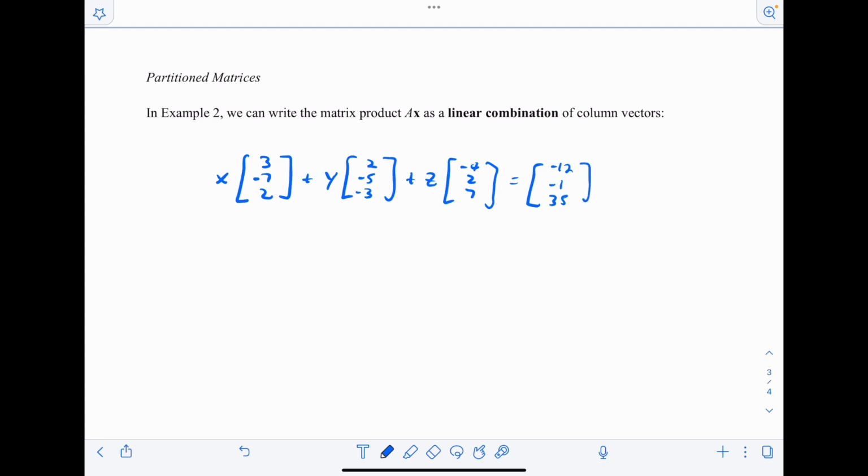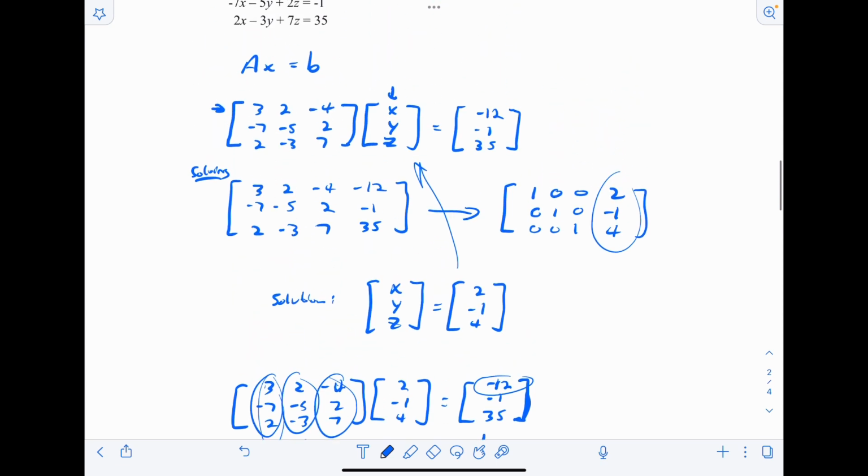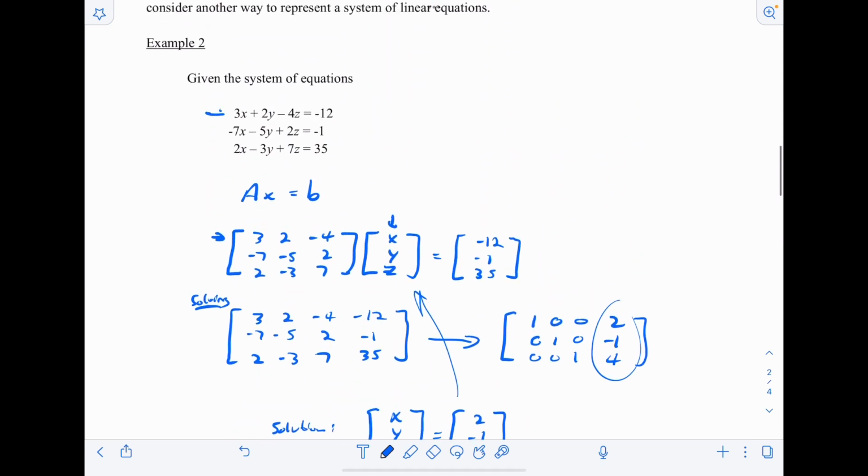So mathematically, all we're saying is that now we're really multiplying by scalars. x, y, and z are scalars. And if I take 3 times x plus 2 times y plus a negative 4 times z, equals negative 12, that is just giving me this very first equation. So again, just another way to write this.